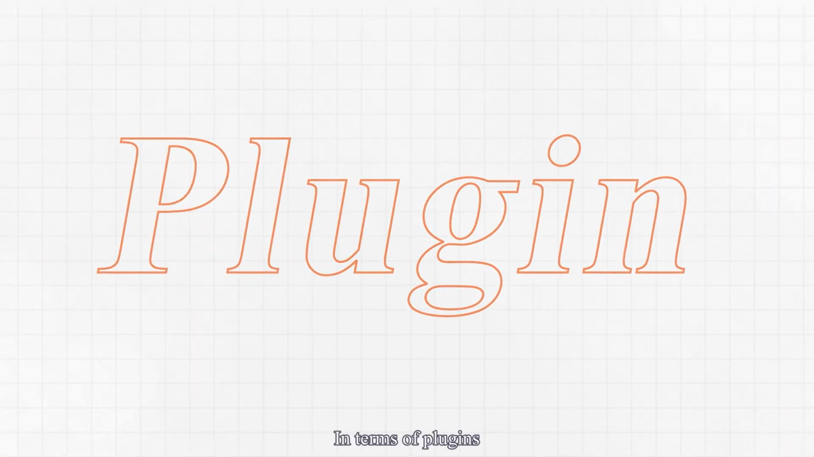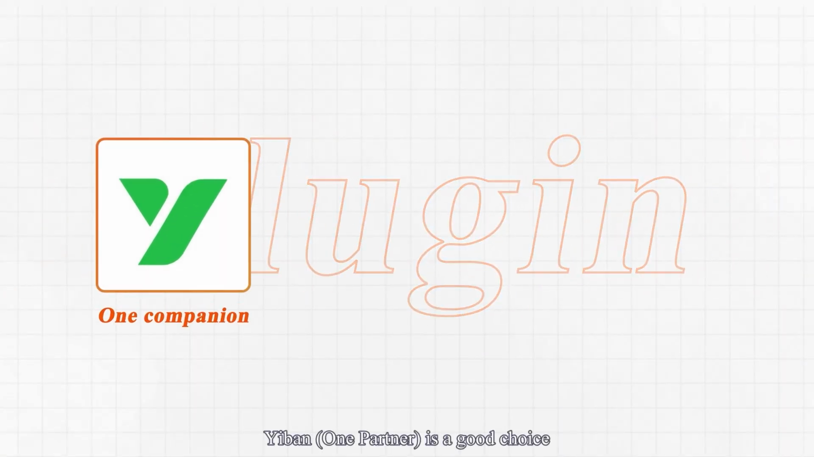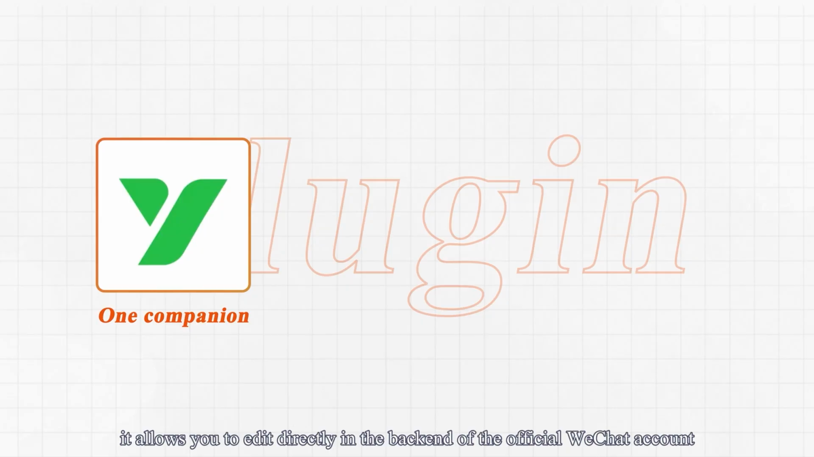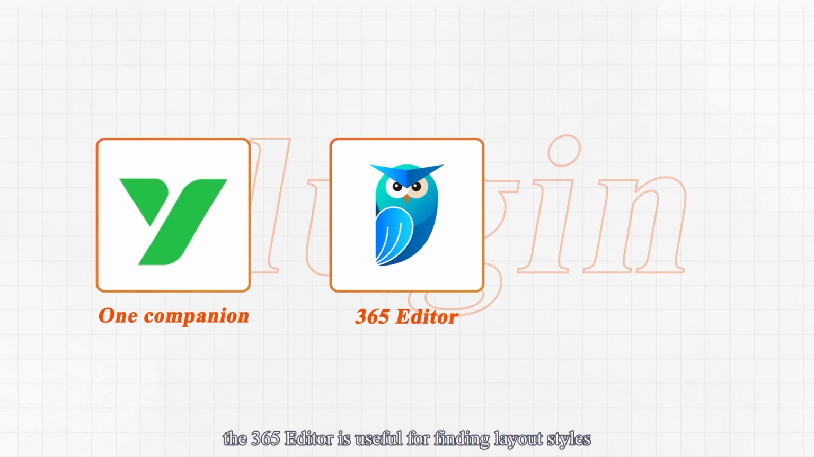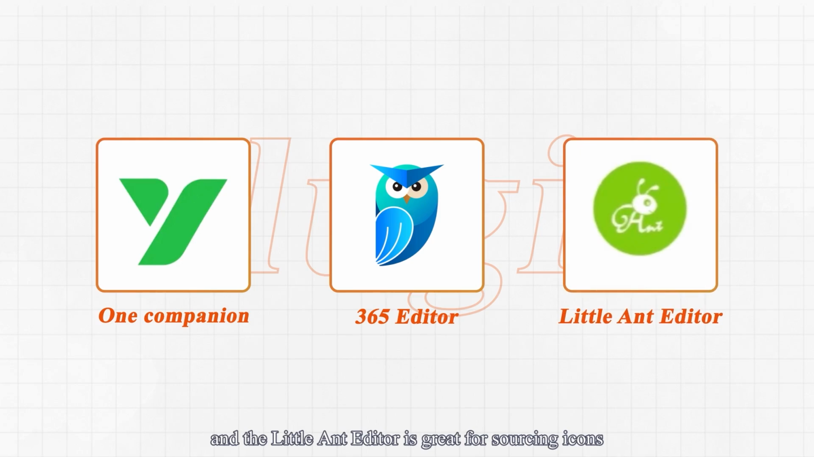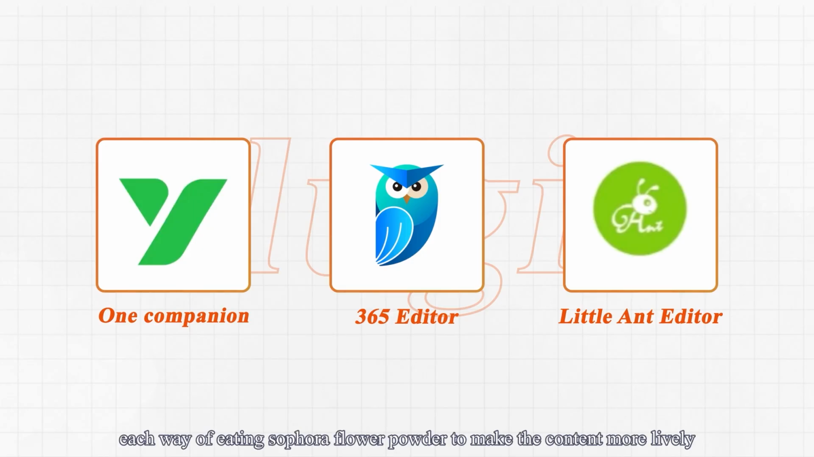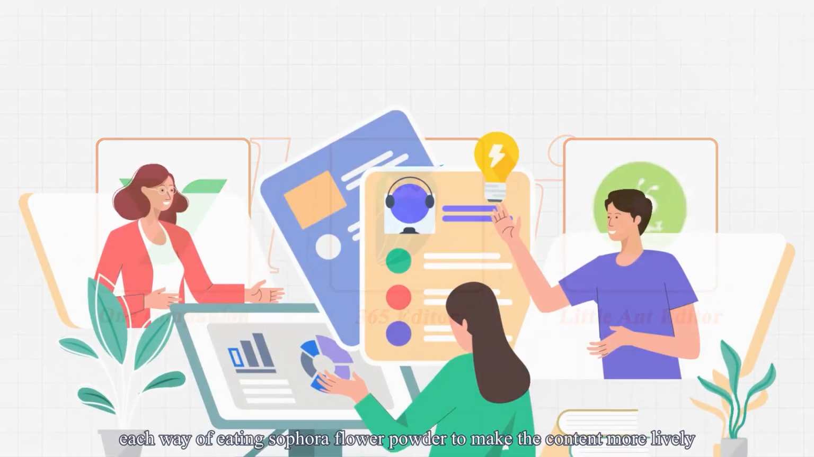In terms of plugins, One Partner is a good choice. Once installed, it allows you to edit directly in the back end of the official WeChat account, effectively avoiding formatting errors. Besides these, the 365 editor is useful for finding layout styles, and the little ant editor is great for sourcing icons. For instance, you can add a small spoon icon next to each way of eating Sephora flower powder to make the content more lively.